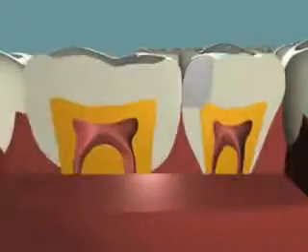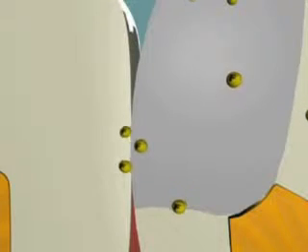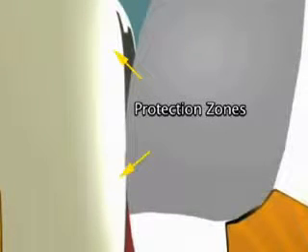Tooth surfaces surrounding or adjacent to the glass ionomer cement benefit from an initial burst of fluoride. This creates a peripheral zone containing increased levels of fluorapatite. Glass ionomer cements, therefore, create zones of protection for surrounding tooth surfaces.